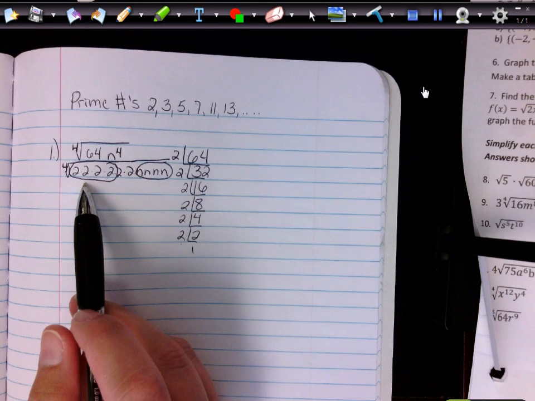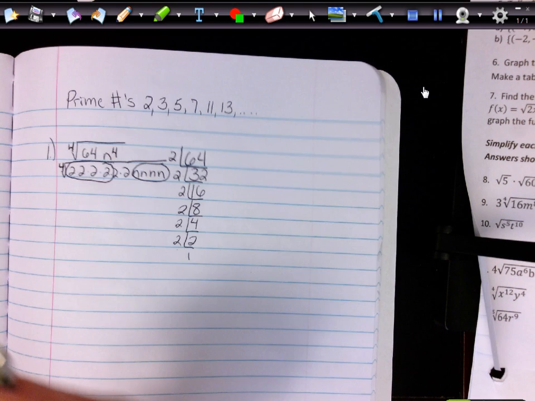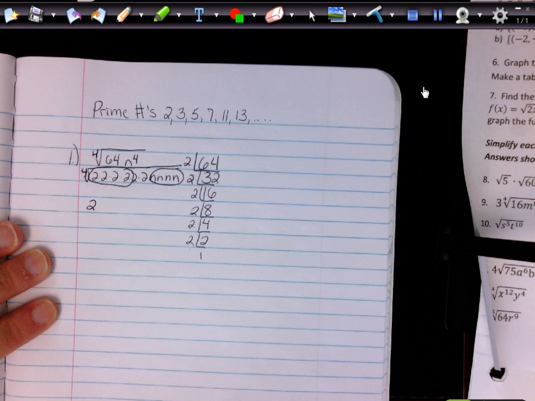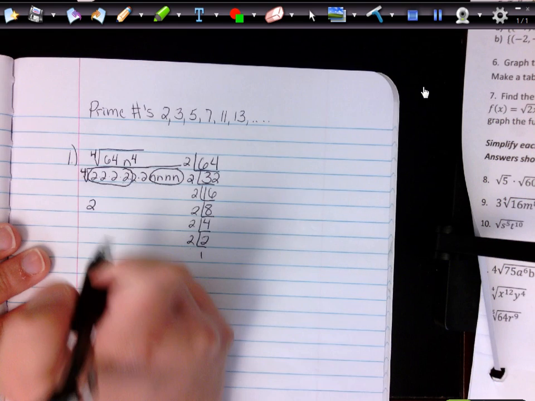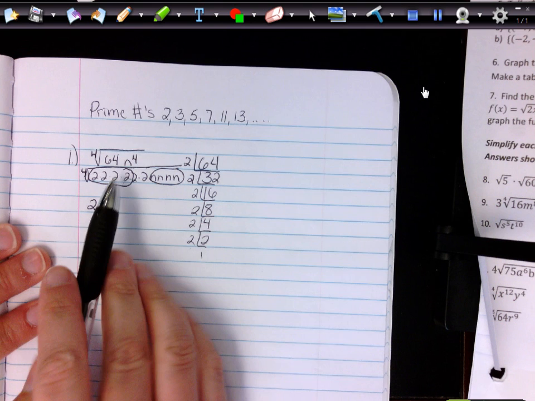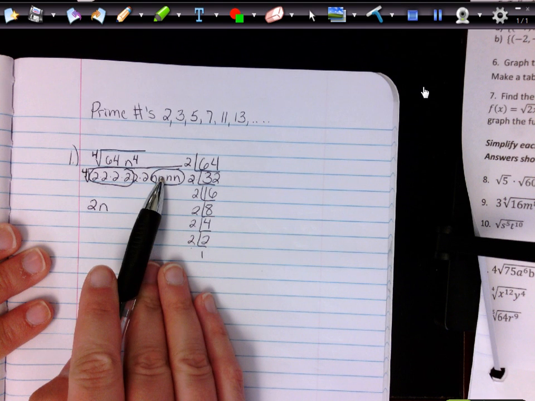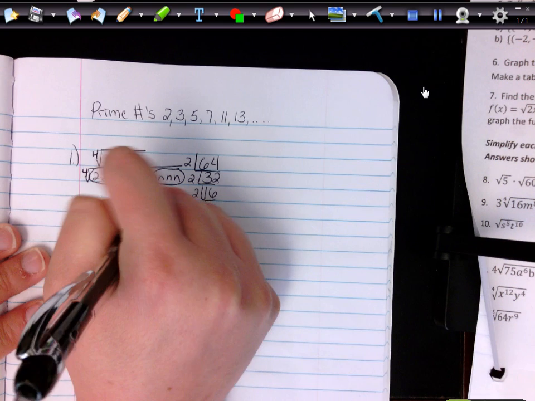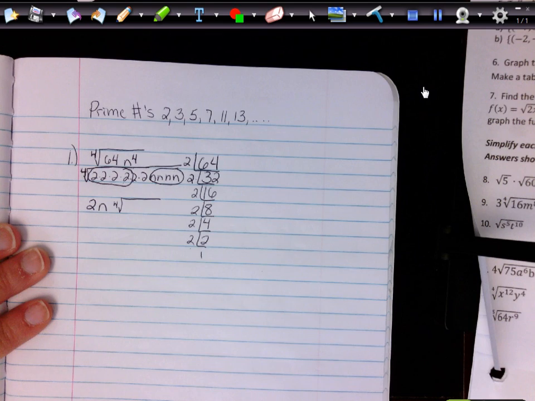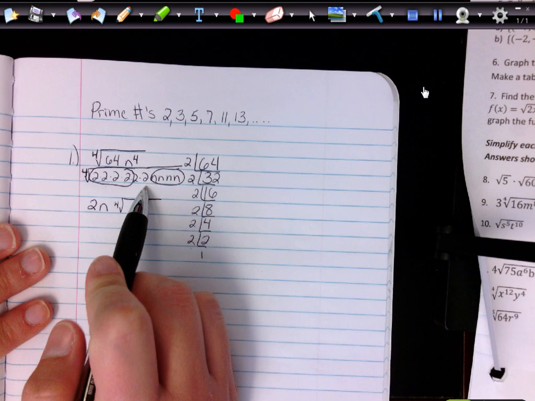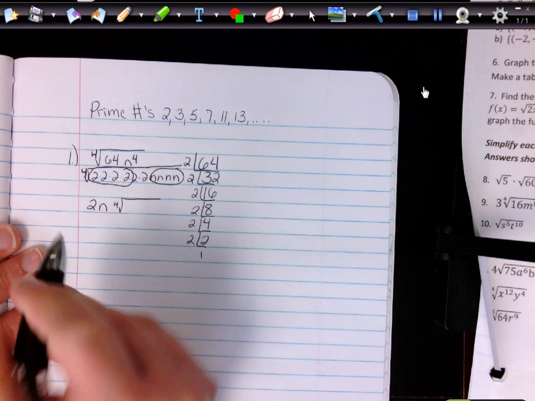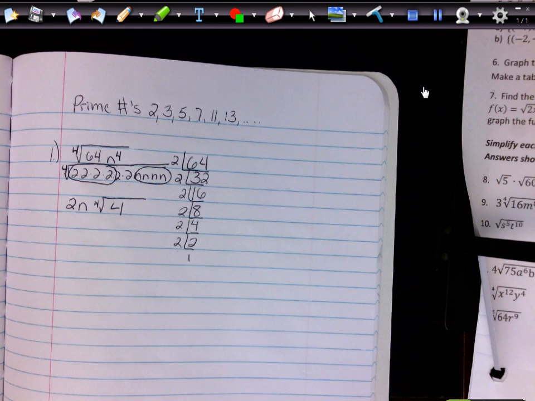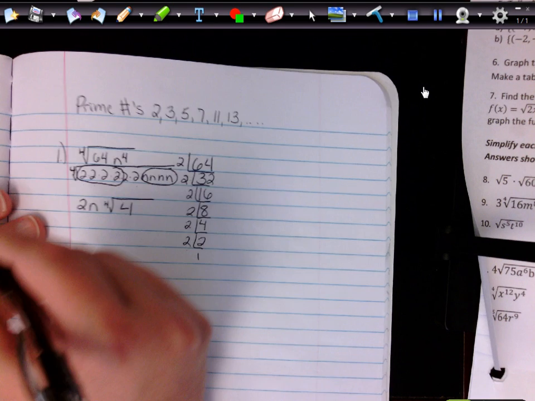So this is the same thing as 2 to the 4th. The 4th root and the 4th power cancel, and I'm just left with 2. Then again, this is n to the 4th, and the 4th root cancels, so I'm just left with n. So I can take out a 2 and an n, because those are the things that I circled. Now I still have my 4th root, and I have 2 2's left, so instead of leaving it as 2 times 2, I'm going to multiply those back together, and 2 times 2 is 4. So my final answer here is 2n, 4th root of 4.